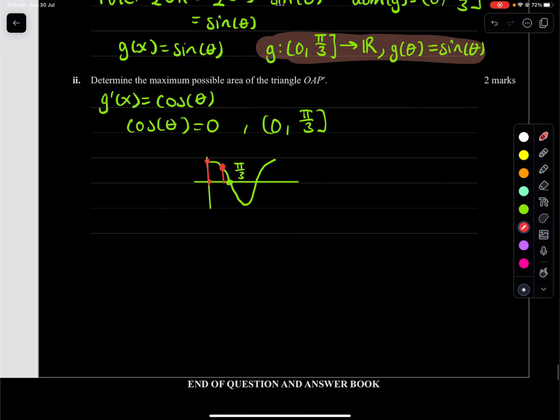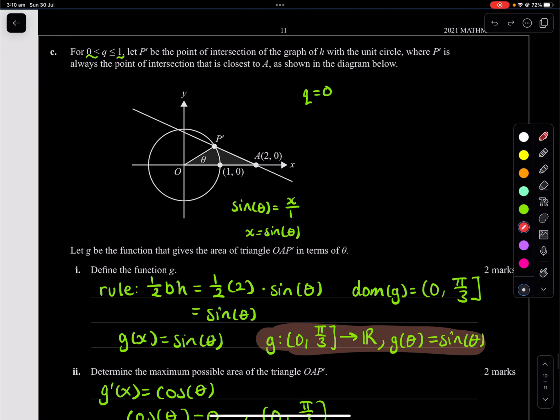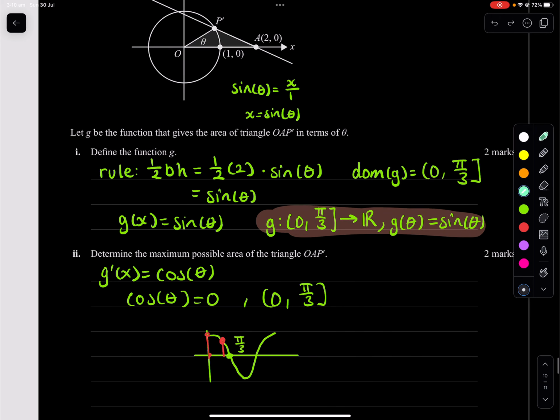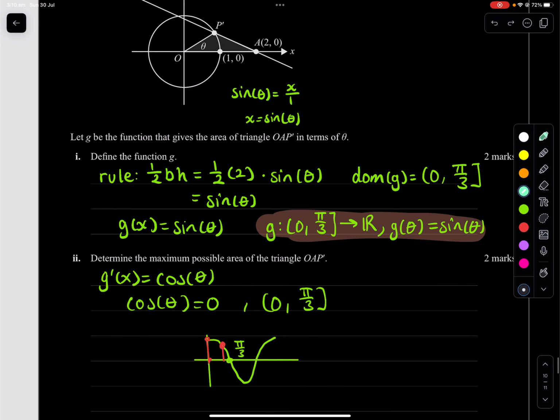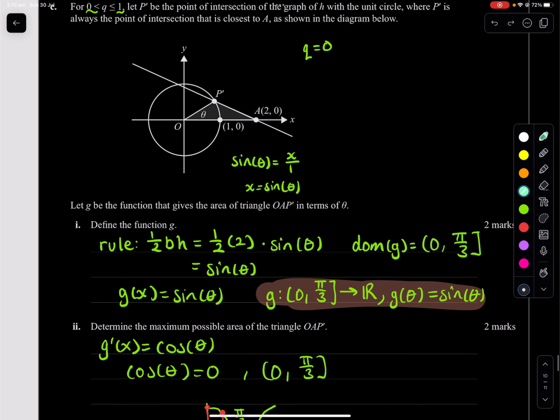So here is the maximum. When cos is 0, it's a maximum. It looks like it's a max because it's higher. Is that right? So when theta is equal to 0, it becomes a maximum. Let's check. To check, imagine theta is 0. No. When theta is 0, I just forgot.